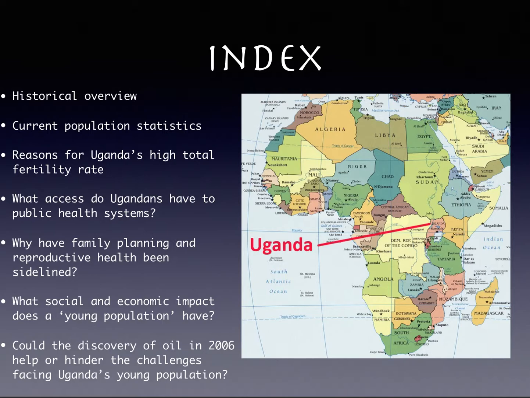So now the index. First, we're going to give a historical overview of the population demographics, then the current population statistics, the reasons for Uganda's high total fertility rate, what access Ugandans have to public health systems, why family planning and reproductive health have been sidelined, what social and economic impact a young population has, and could the discovery of oil in 2006 help or hinder the challenges facing Uganda's young population?